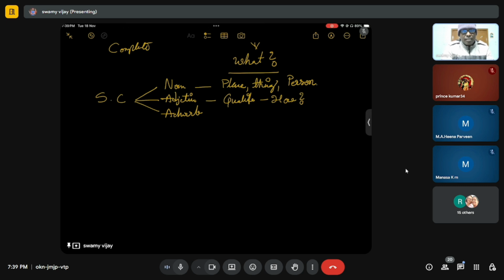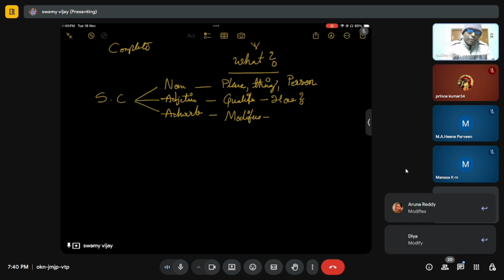It qualifies a noun. Then what is the job of an adverb? Does it qualify or modify? It modifies. Right? It modifies. The effectiveness is told by the adjective, but here the adverb modifies, qualifying a verb or another adverb.